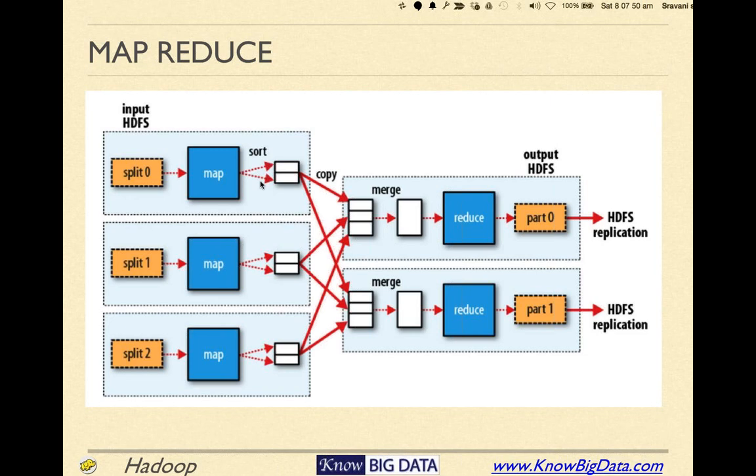As a result of the mapper, the keys will be broken down into two buckets. The first bucket goes to the first reducer, the second bucket goes to the second reducer. If there were four reducers, there would be four buckets on each node. And if there were 10 mappers, there would be 10 buckets which need to be merged at each reducer.